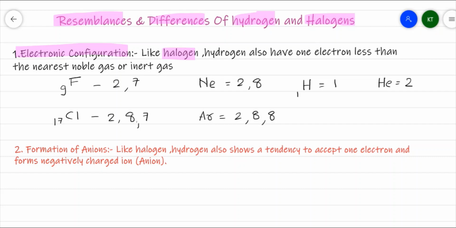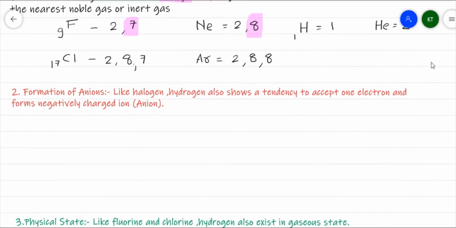So here I observe that the number of electrons present in the outermost shell of a halogen is less than the number of electrons present in inert gases by 1. The same is possessed by hydrogen. So that's the first point of similarity between hydrogen and the halogens.